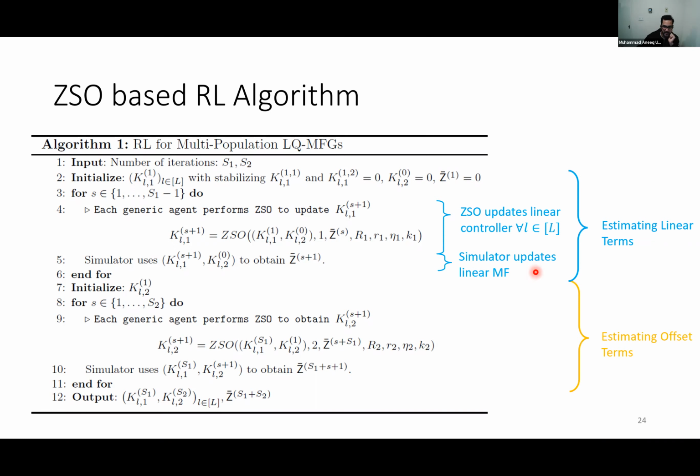And in the second part, we do the same thing for the offset term. After this part, the linear part of the controller is kept constant and only the offset part is changed. So first we initialize the offset part. And then using ZSO, we update the control offset for this given mean field. And then the centralized simulator updates the mean field offset. So that's pretty much the algorithm.